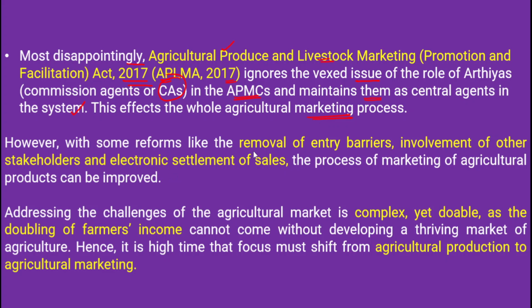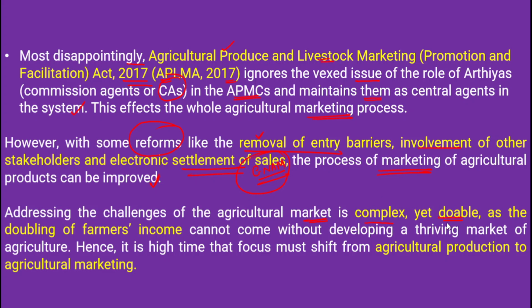However, some reforms like removal of entry barriers, that is, when agriculture produce is entering the APMCs, certain entry barriers are in place. So reforms like removal of entry barriers, involvement of other stakeholders, and electronic settlement of sales, particularly the electronic National Agriculture Market, everything has to be used in an effective manner, and then the process of marketing of agriculture products can be improved. Therefore, it enhances the forward and backward linkages in the agriculture sector. Addressing the challenges of the agriculture market is complex, but yet it is doable.